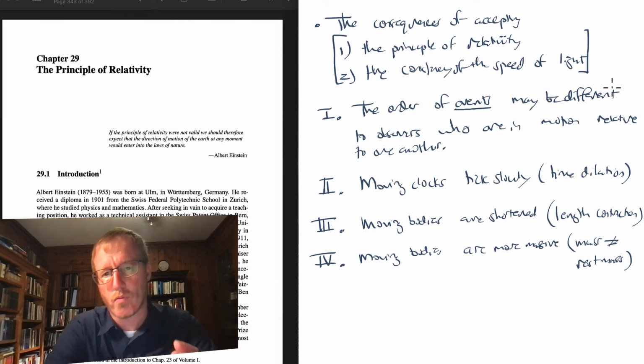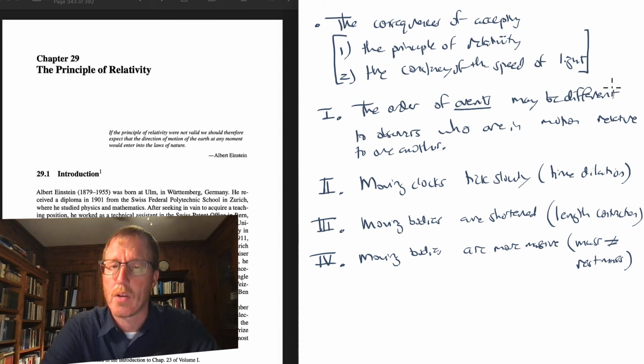Now, these four things, you might be tempted to say these are just like moving clocks appear to tick more slowly, but they're not really ticking more slowly. Moving bodies appear shortened, but they're not really shortened. Moving bodies appear to be more massive, but they're not really more massive. That is an incorrect way to think about these things.